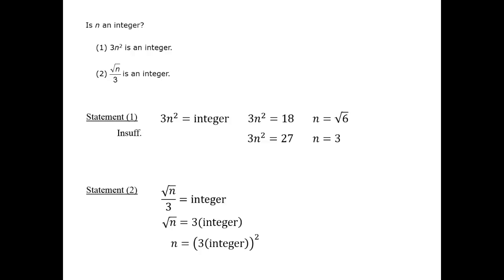Looking at the right side here, any integer times 3 yields another integer. So we are left with an integer squared, and any integer squared yields another integer. That means that n will always be an integer. Therefore, we have sufficient information to answer the question definitively. The correct answer is B.